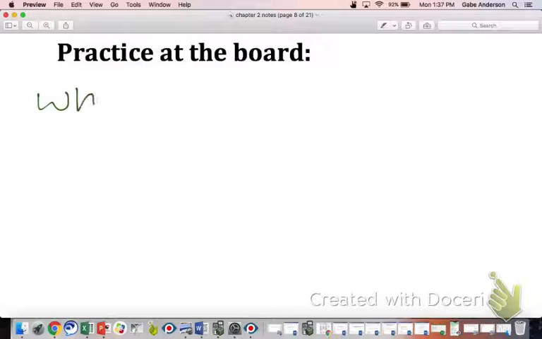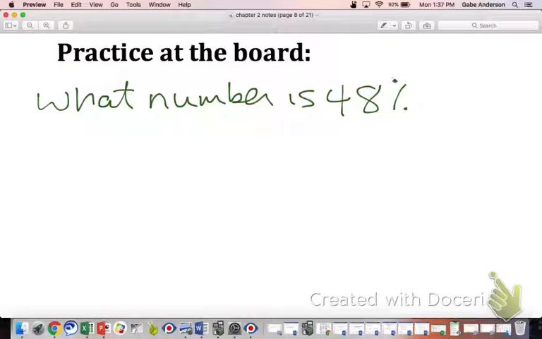I think your calculators will come in handy here. What number is 48% of 650? What number is 48% of 650? So let's translate that into some useful math.